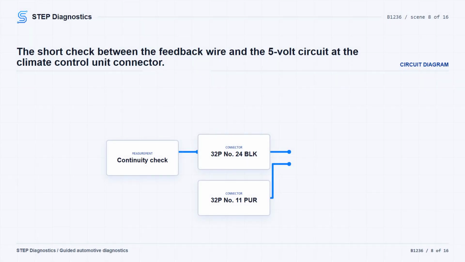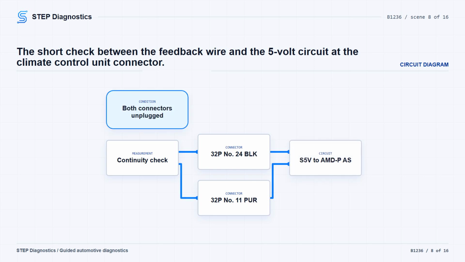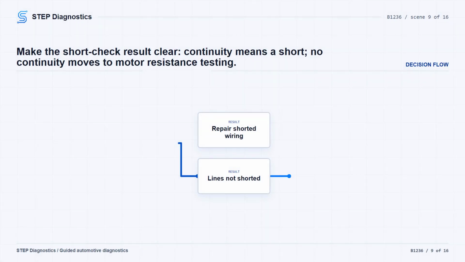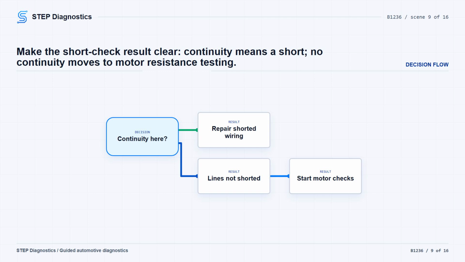Now check whether the S5V line is shorted to the AMDP as line. With the climate control unit 32P connector still disconnected and the passenger's air mix control motor 7P connector still disconnected, check continuity between climate control unit 32P connector no. 11 PUR and climate control unit 32P connector no. 24 BLK. If there is continuity, repair the short in the wiring between the climate control unit and the passenger's air mix control motor. If there is no continuity, those two lines are not shorted together, and you move into the motor resistance checks.